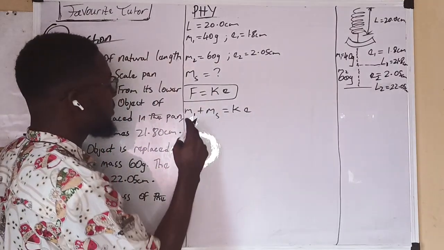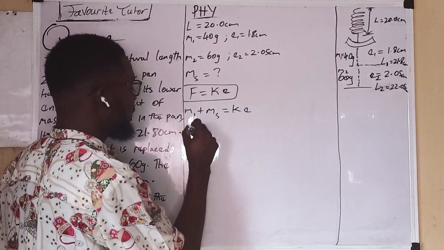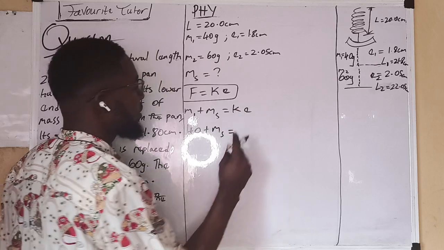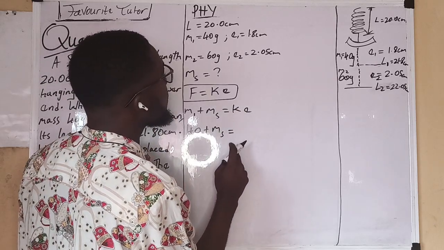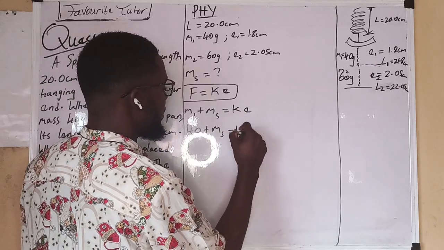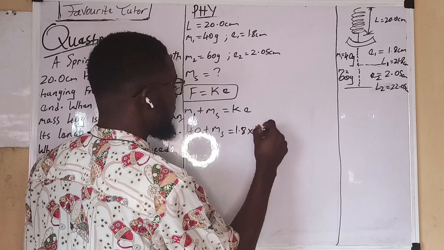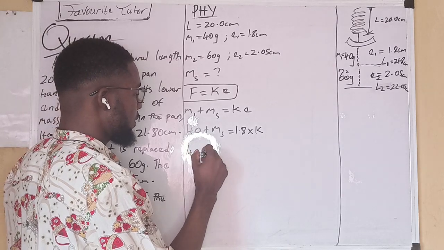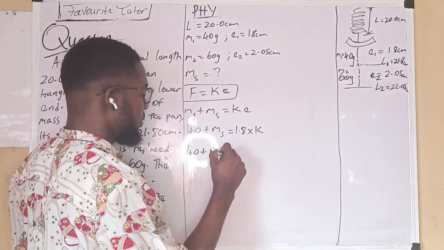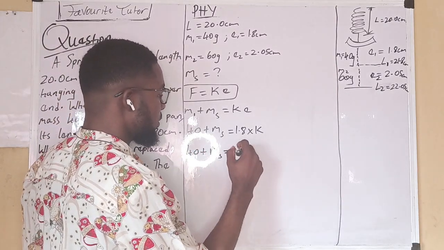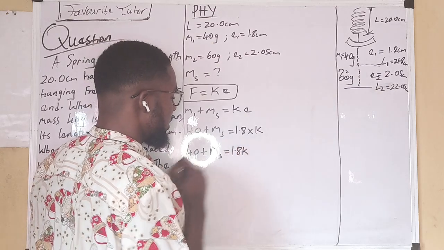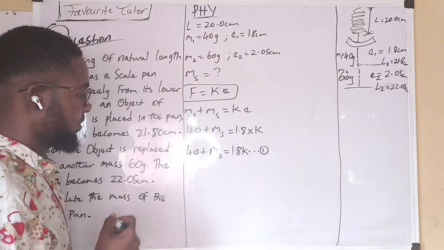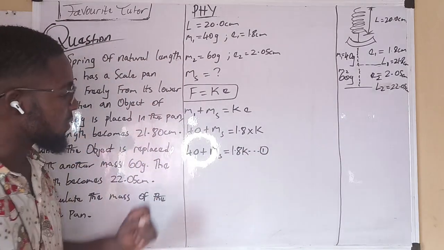All right, we substitute the values. Mass 1 is 40 plus the mass of the scale pan equals the extension. What is the extension? The extension is 1.8 times K. So this is going to be 40 plus the mass of the scale pan equals 1.8K. This is equation 1. We are looking for the mass of the scale pan.